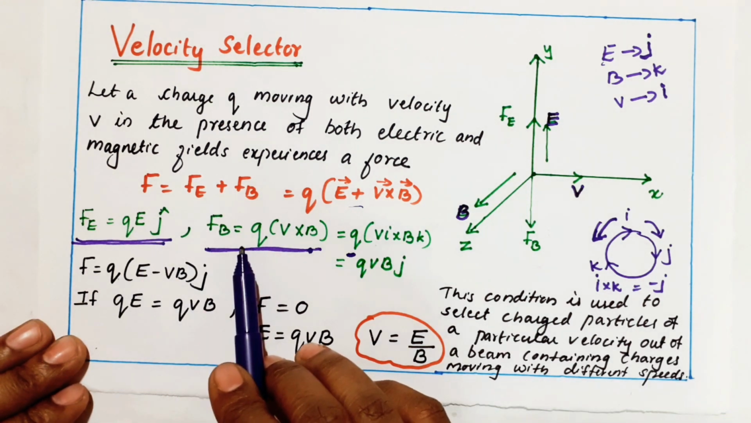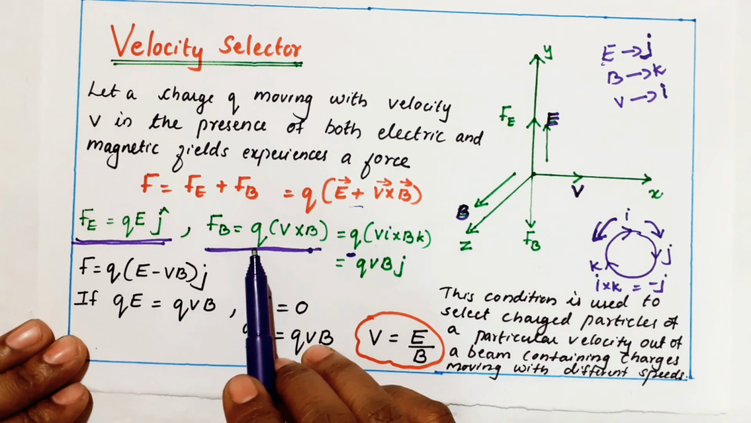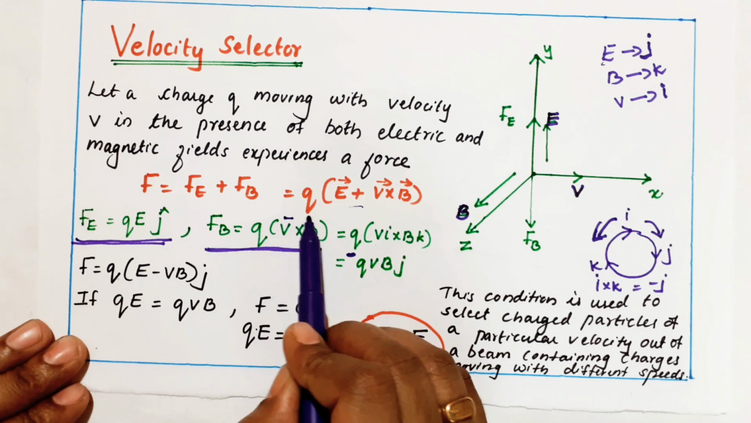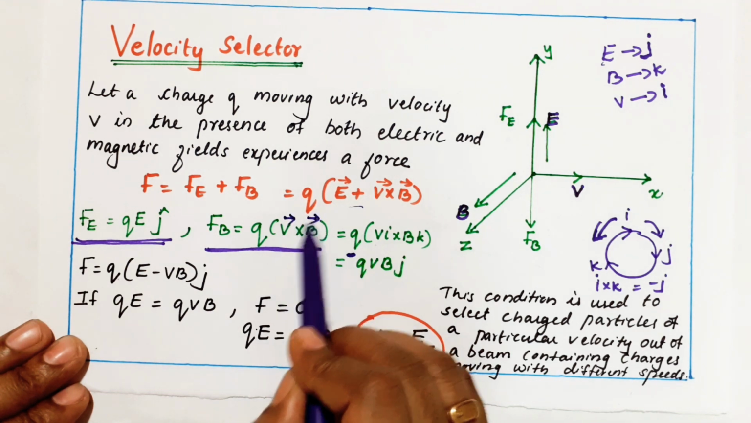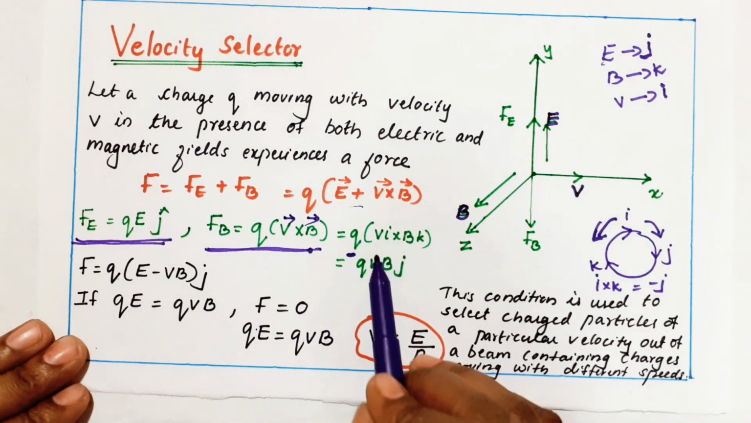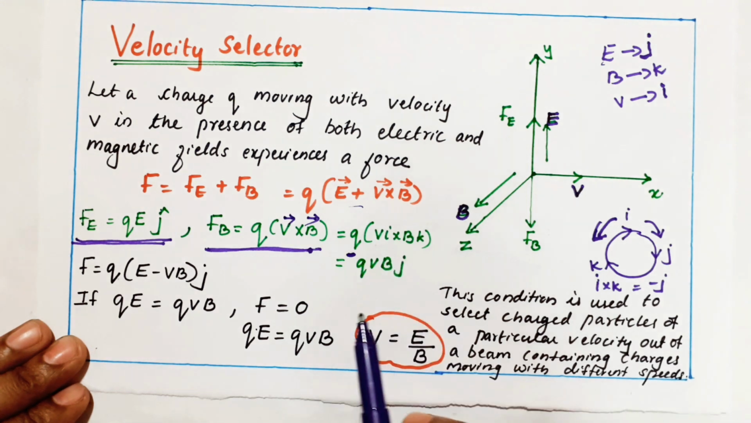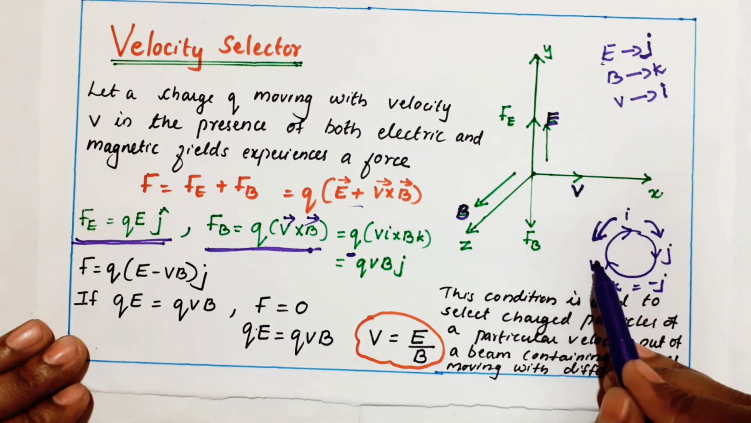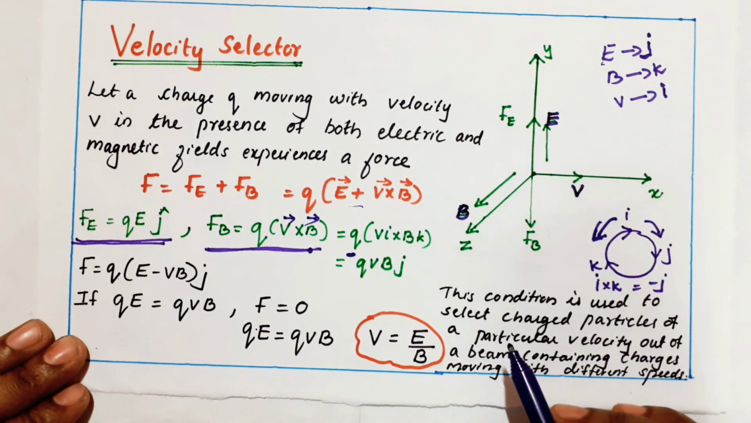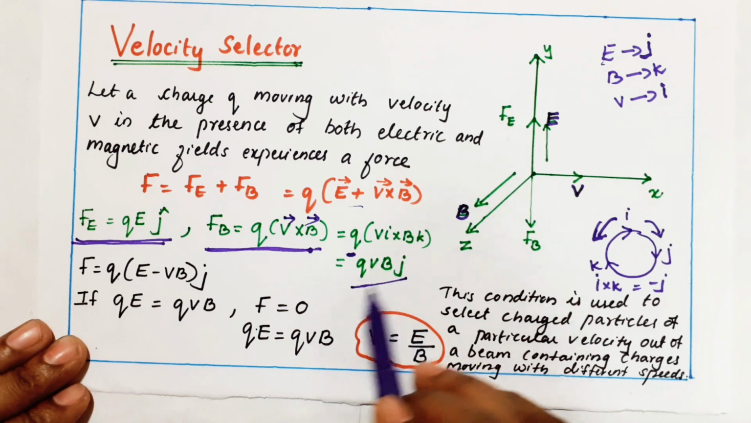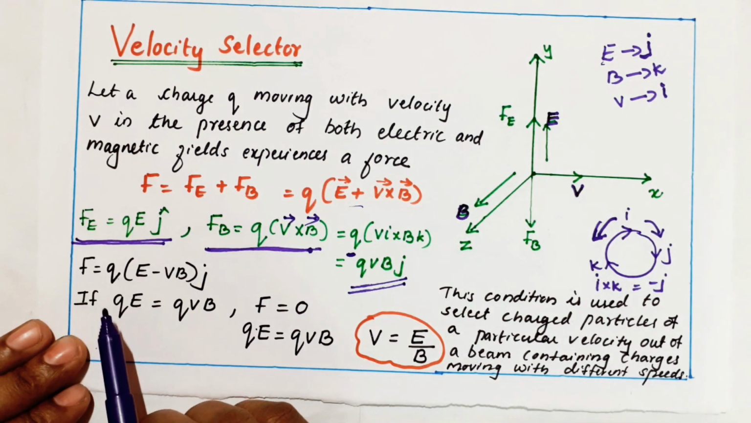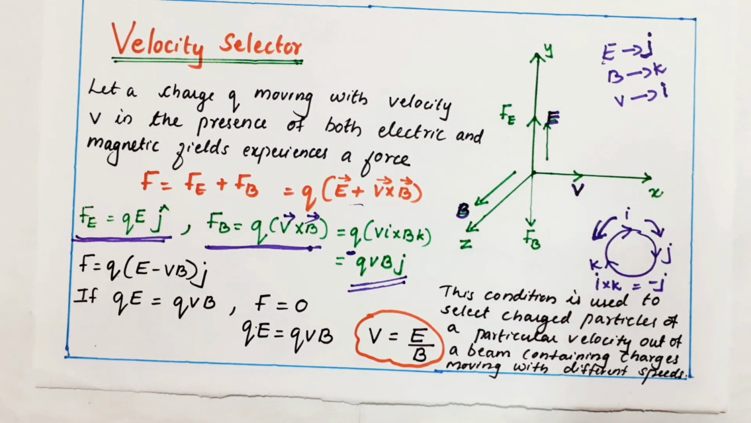But magnetic force I cannot write like this, because magnetic force is Q into V cross B. V cross B, when we are doing, I need to take the direction of V and direction of B. So V into VI cross BK. Here you should remember this formula. I cross K is nothing but minus J. So it is FB equals QVB minus J. So from that, net force is Q into E minus VB J.